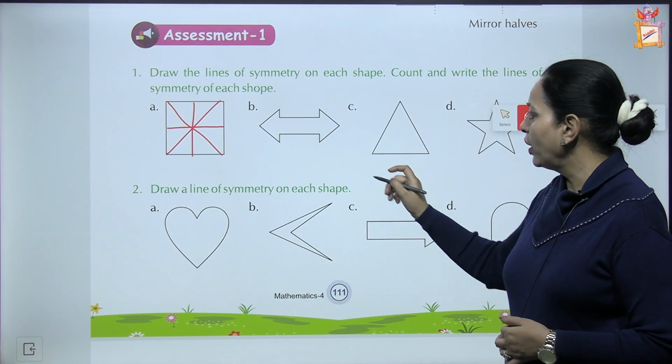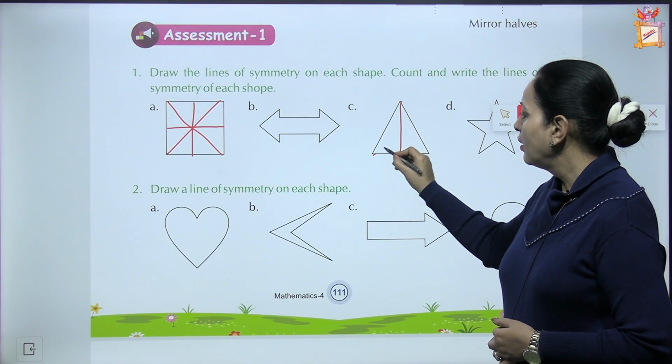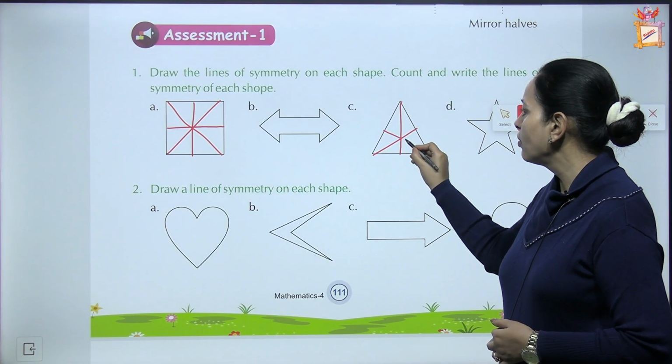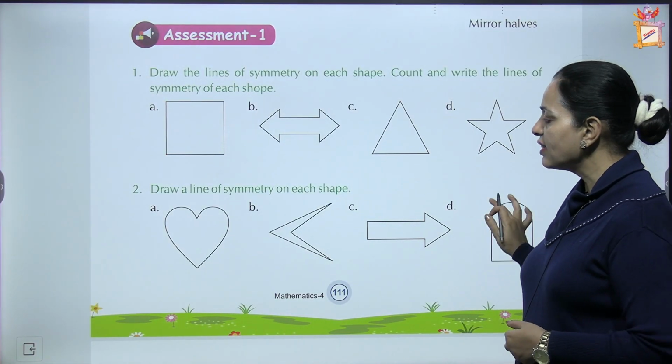Okay, similarly you can try C part, this triangle. So it has 3 lines of symmetry. Similarly you can do the star.